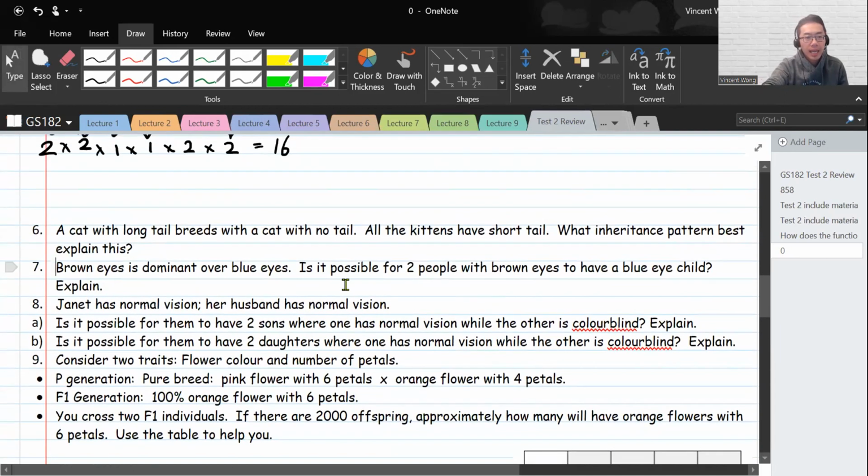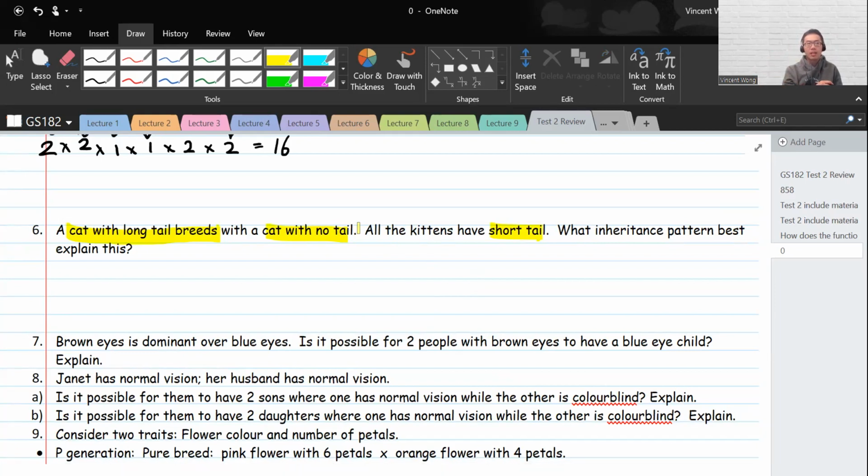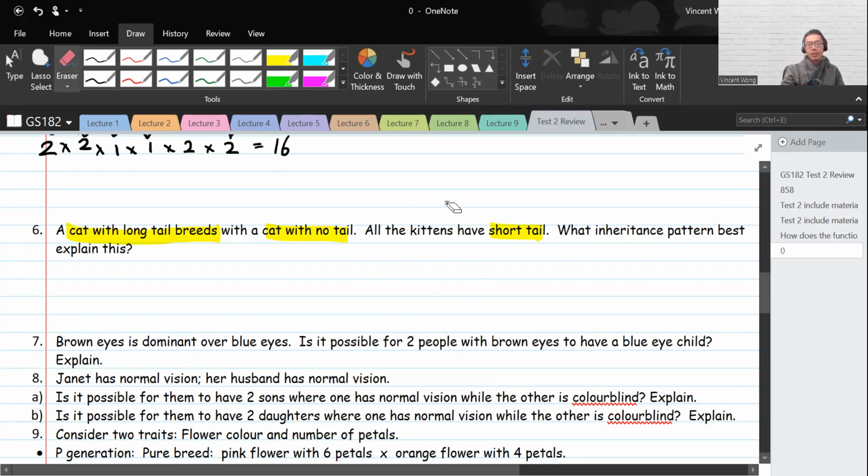Next, we have a cat with a long tail breeding with a cat with no tail. All the kittens have a short tail. What inheritance pattern best explains this? Now, anytime you see more than one phenotype, you should automatically be thinking about codominance or incomplete dominance. So in this case, the middle version is somewhere between a long tail and a no tail. So whenever you have an intermediate phenotype, you would call that incomplete dominance.